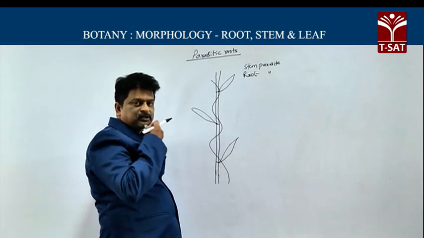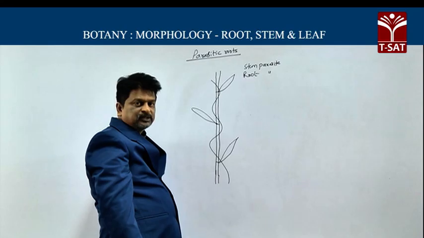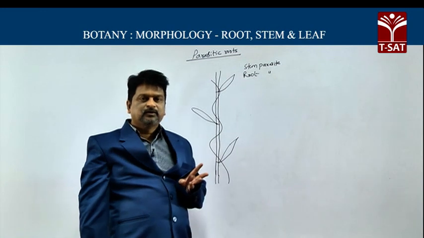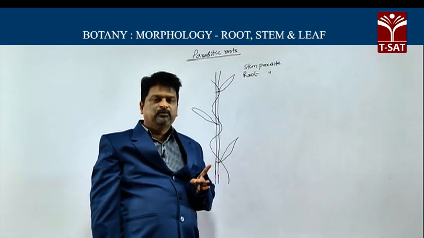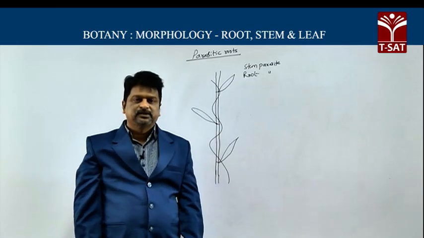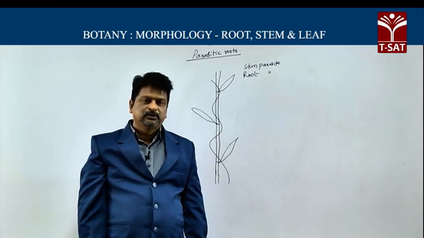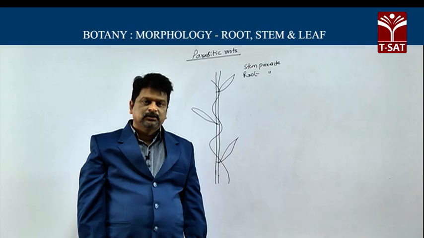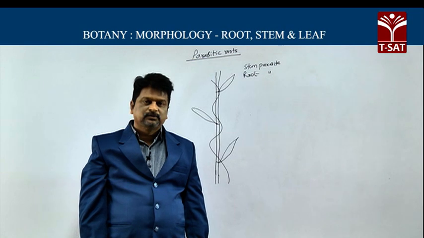Then some parasites are leafless. Such parasites depend on the host for food, water and minerals, and are called complete parasites. Some parasites contain leaves. If leaves are present, they depend on the host only for water and minerals, and are called partial parasites. Generally, xylem helps in conduction of water and minerals.